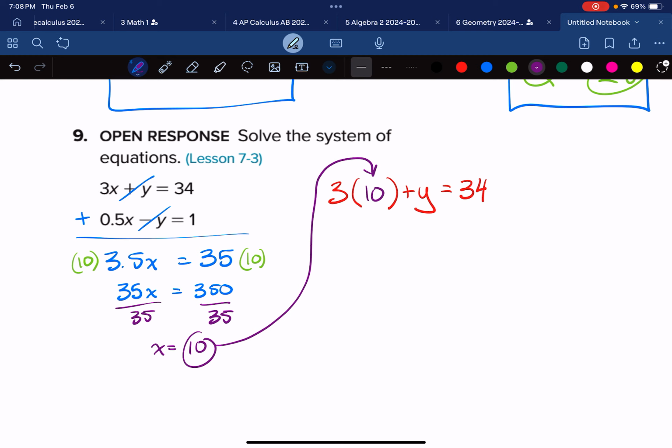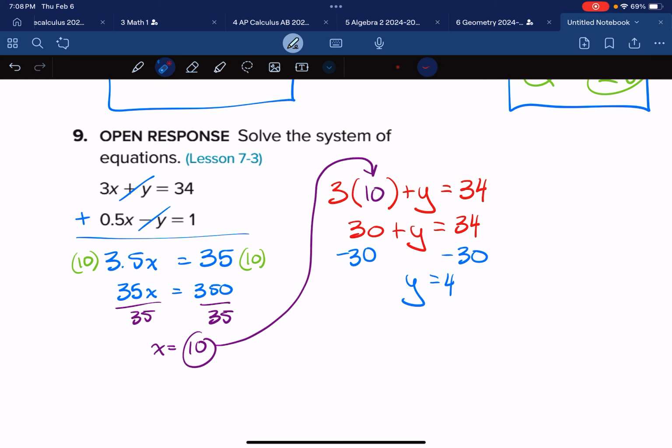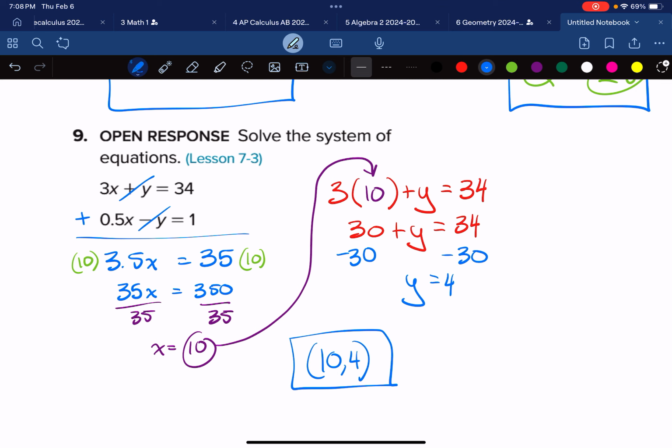So there's my 10. And 3 times 10 is 30, plus y is equal to 34. And then I can subtract 30 on both sides, and y is equal to 4. So again, I have an xy combo, so 10 and then 4. You always do x first, y second. So it's going to be 10, comma, 4 as a coordinate pair for my final answer.